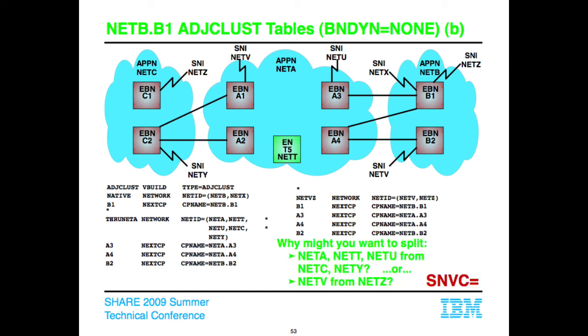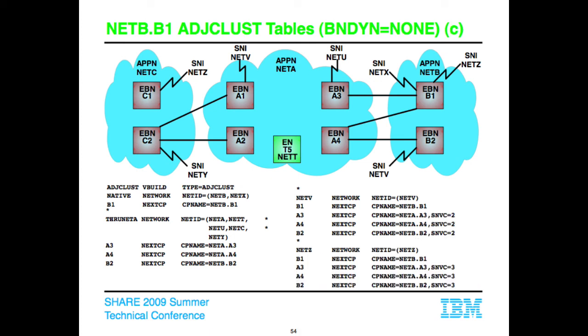Why might you want to split the net A, T, and U table from the net C and Y table? Or why might you want to divide up the net V from the net Z table? The answer is, when you're trying to get to some of these, you need a subnet visit count of 3. But when you're trying to get to others, you only need a subnet visit count of 2. So if you wanted to prevent searches from going too deep, you can predefine these in a way where the subnet visit count makes a difference.